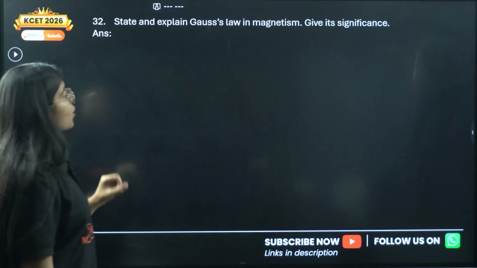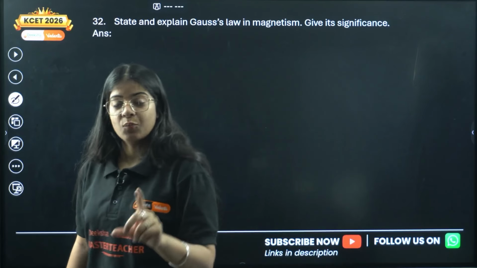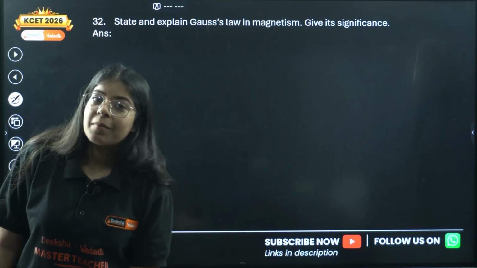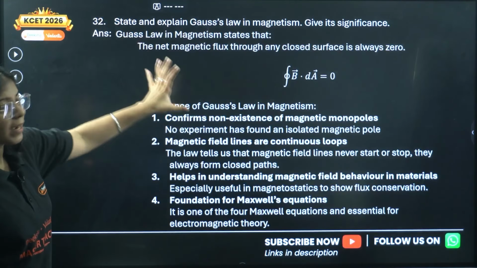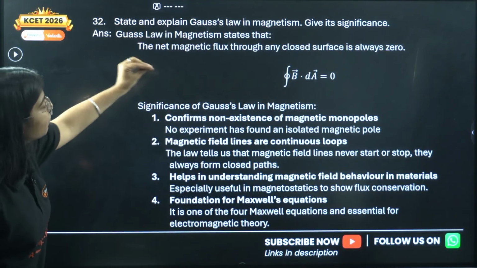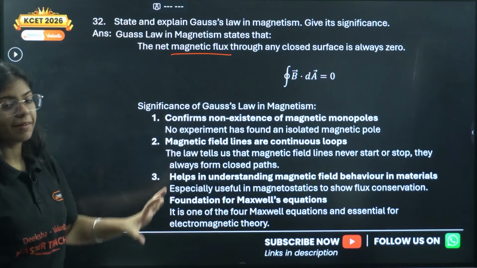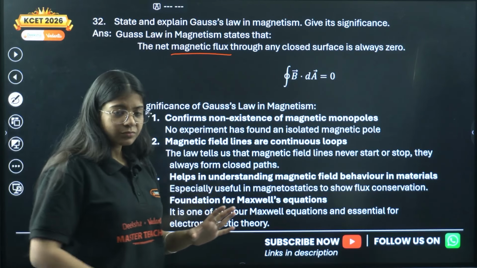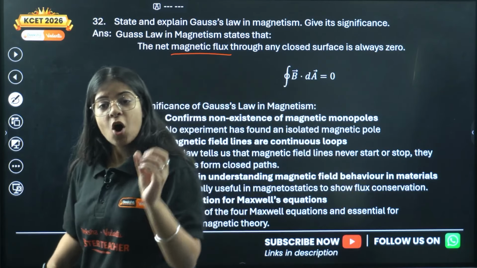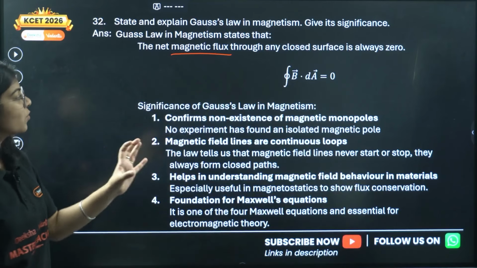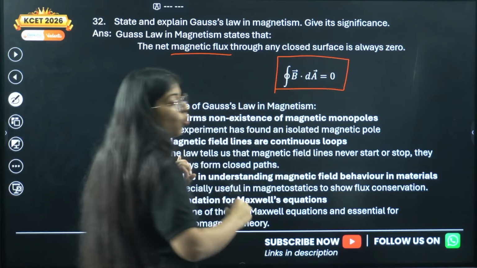State and explain Gauss's law in magnetism and give its significance. Now, Gauss's law in magnetism you might remember, but significance is very important. Gauss's law in magnetism states that the net magnetic flux through any closed surface is always zero. There is a closed surface and the net magnetic flux through that surface will always be zero. That means the closed integral of B dot dA is zero.